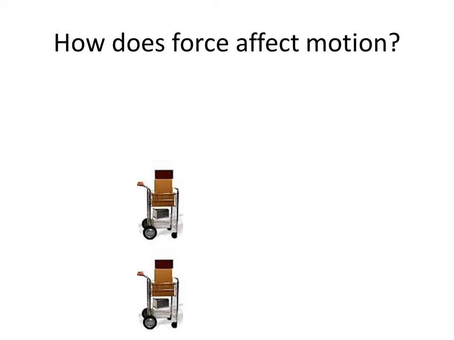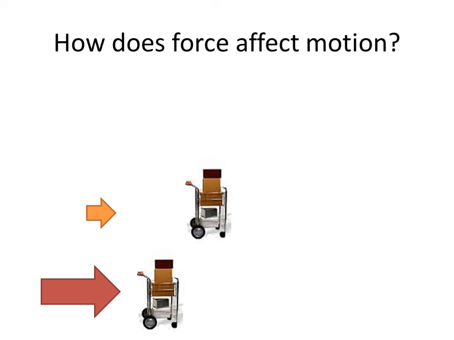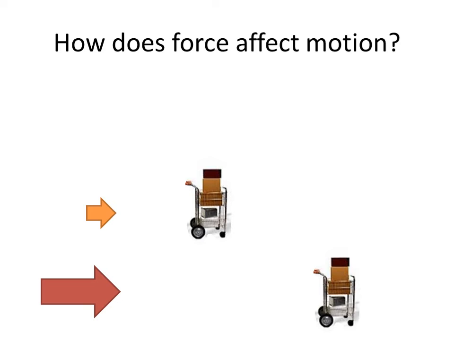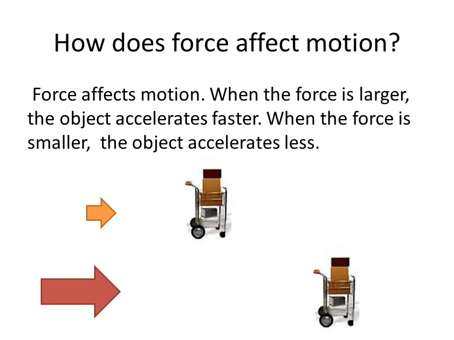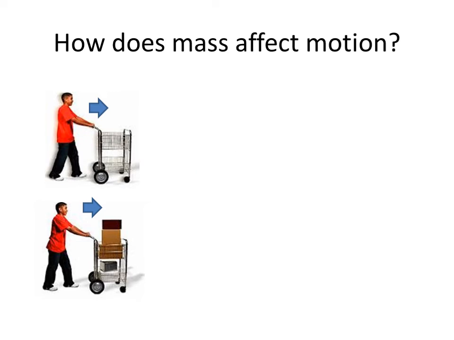How does force affect motion? Now we will make a conclusion for the previous slides. How does force affect motion? If the force is smaller or the force is bigger. If the force is smaller, the object will accelerate less. If the force is bigger, it will accelerate more. So, force affects motion. When the force is larger, the object accelerates faster. When the force is smaller, the object accelerates less.